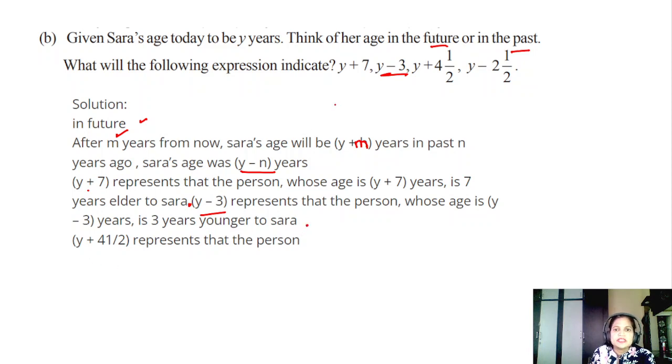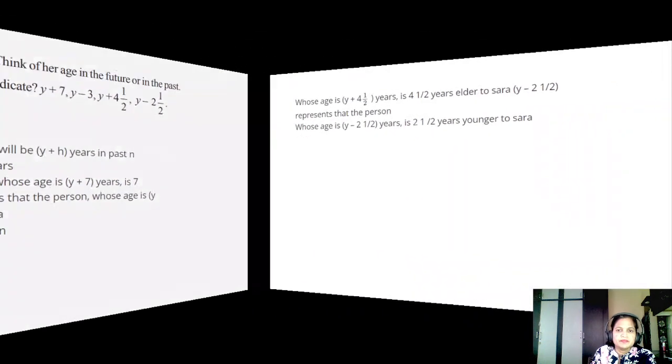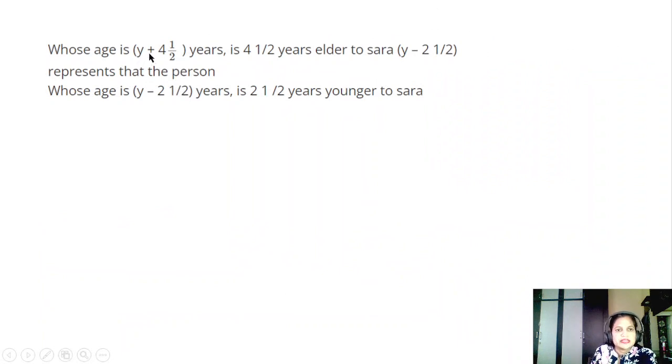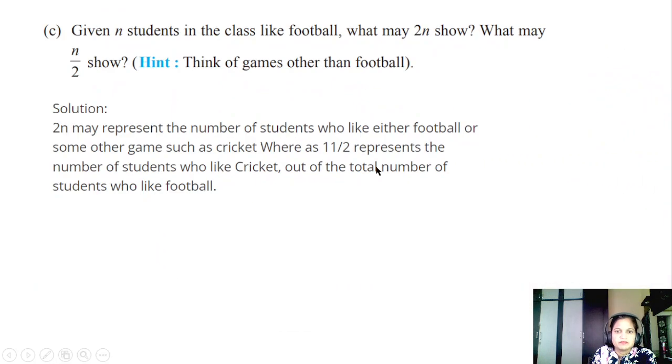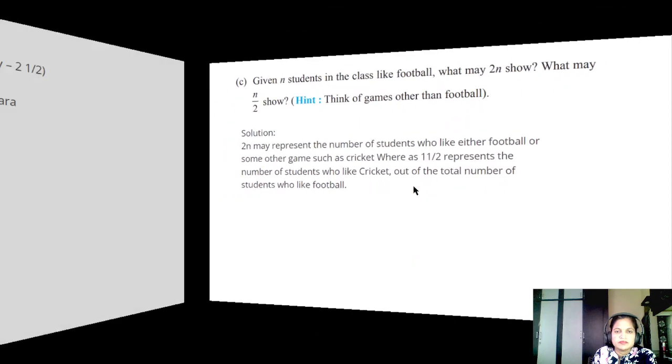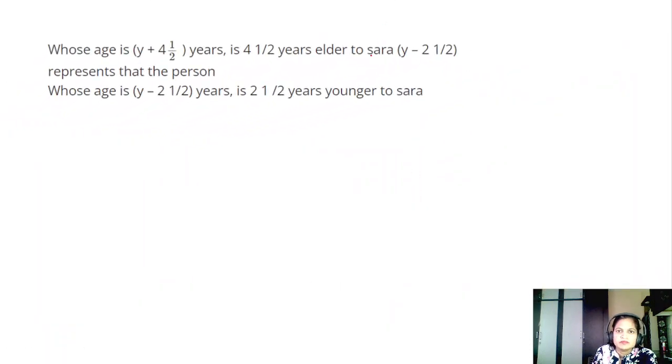Then y plus 4 and a half represents that the person whose age is y plus 4 and a half years is 4 and a half years elder to Sarah. Y minus 2 and a half represents that the person whose age is y minus 2 and a half years is 2 and a half years younger to Sarah. Might be a younger brother or younger sister.